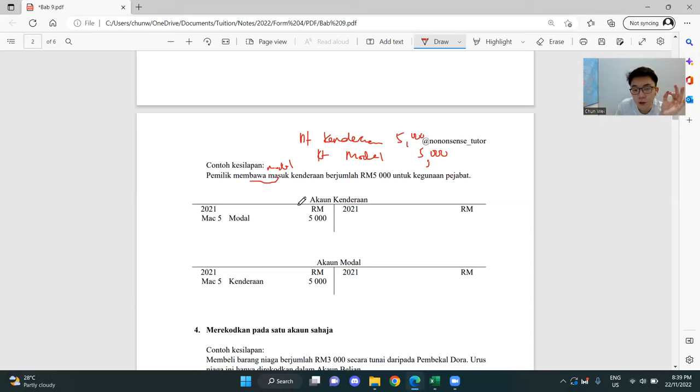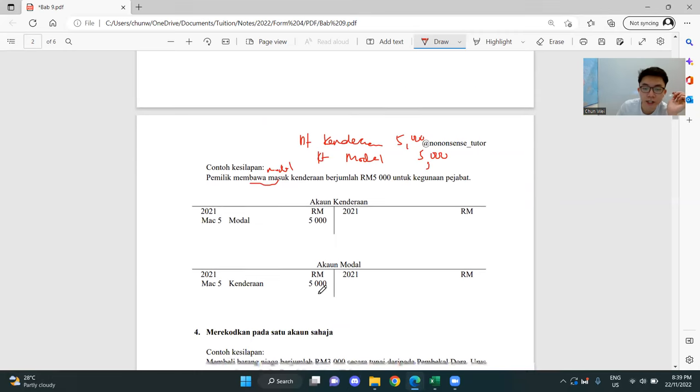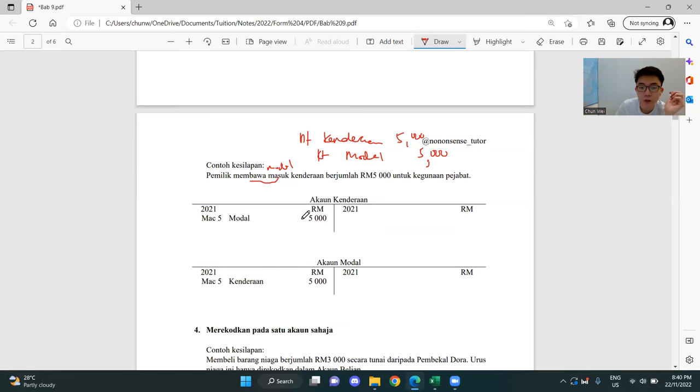Okay, but then in this question, what is the problem? They go and debit kenderaan and debit modal again, which is wrong. They said this is called amount di bahagian yang sama, debit atau kredit sahaja. So in this case it is dalam debit sahaja. So what you're going to do is the same thing, you potongkan the wrong one. This is the wrong one, okay? And then you put your signature again. Okay? And then why do we need to put a signature?